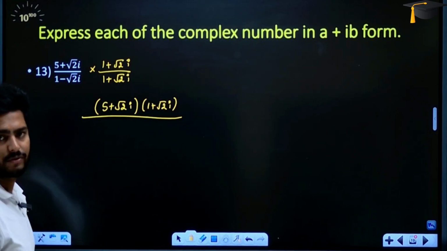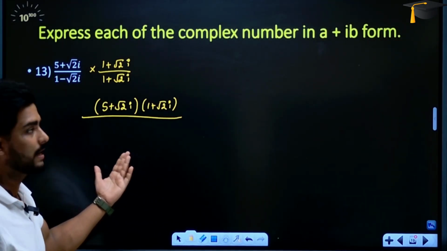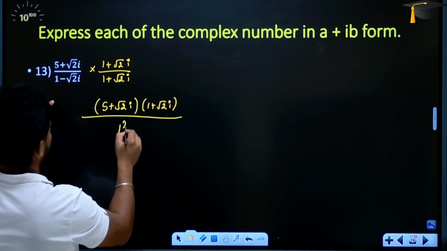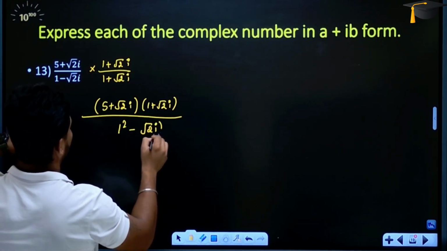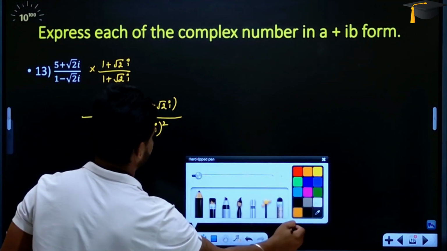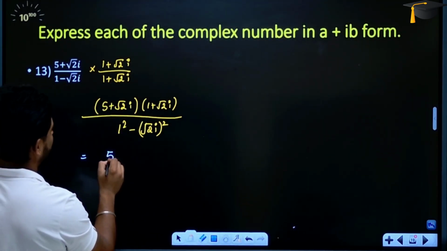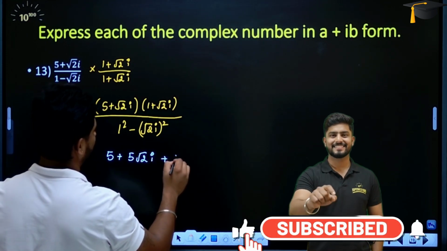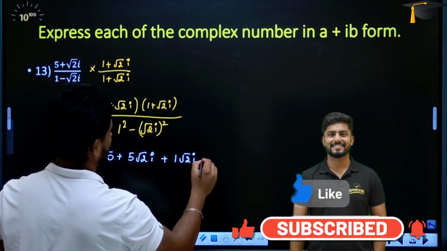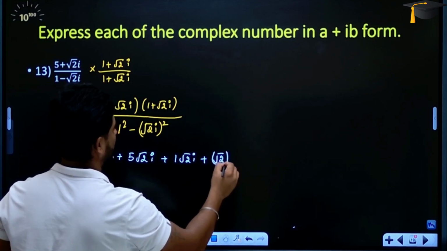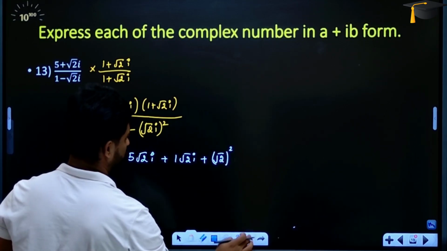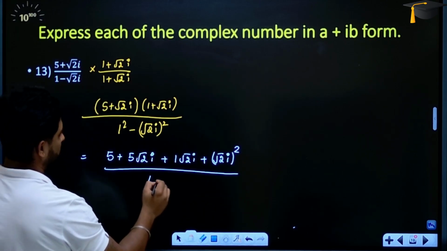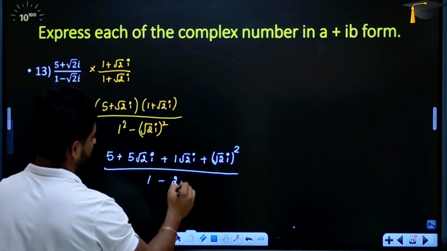Denominator, the a square minus b square formula is there. It will always be the a square minus b square formula, because we take the opposite term. So of course we should get the opposite term only. So it is 1 square minus root 2i the whole square. Now simply multiply the numerator: 5 plus 5 root 2i plus 1 root 2i plus root 2 square into i square, root 2i the whole square actually, divided by 1 minus root 2 square, which is 2 i square.